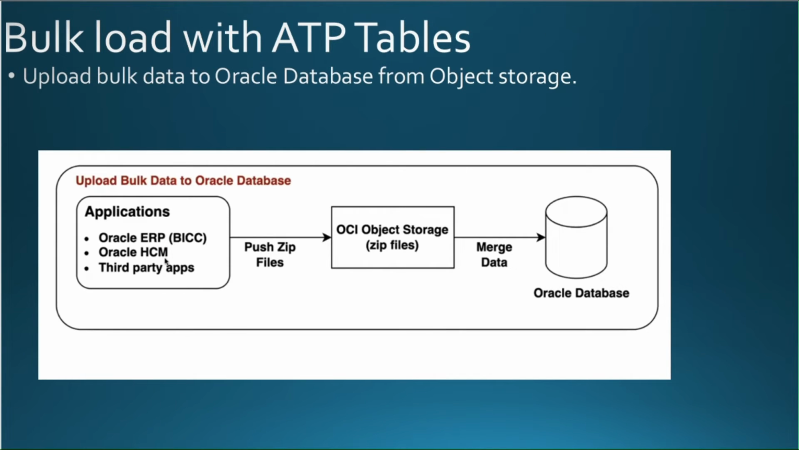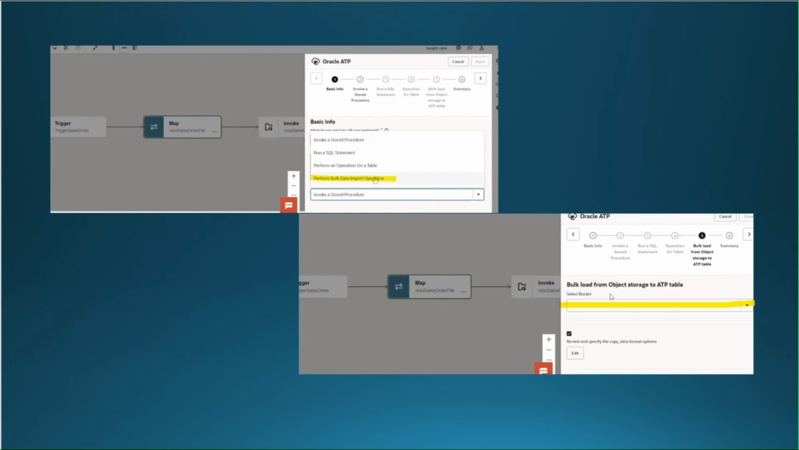And the next one, bulk load with ATP tables. This is a very good feature in Generation 3. By using this feature, you can export the data from an FTP server or SFTP server, push it to OCI Object Storage, and merge the data into Oracle ATP database tables. While inserting the data into ATP tables, you can use the operation Perform Bulk Data Import.